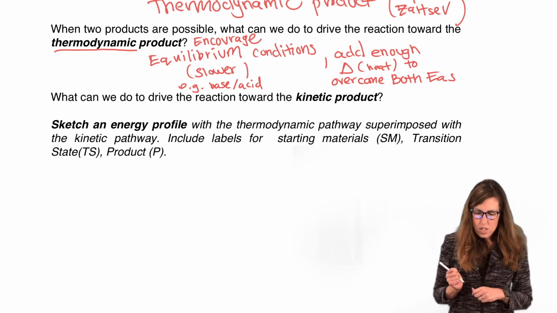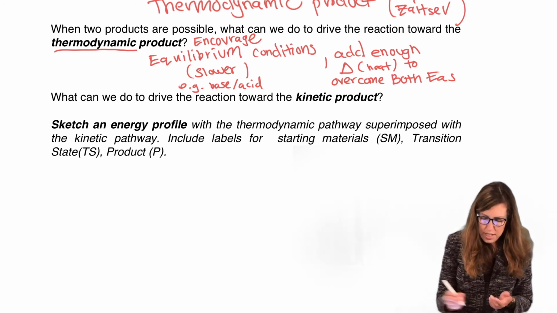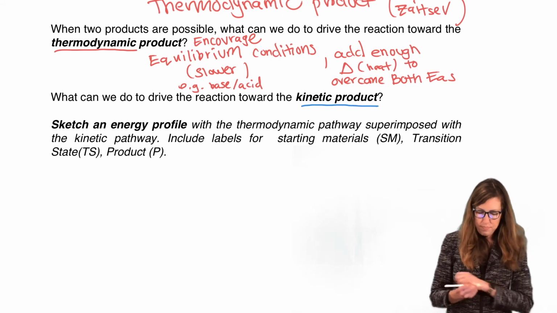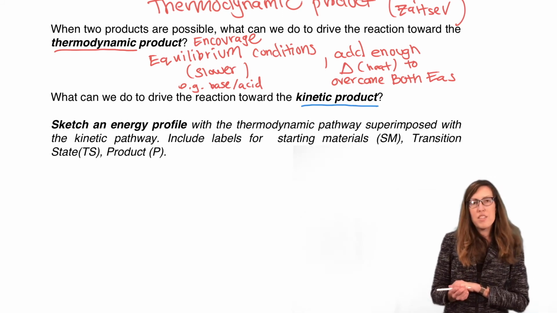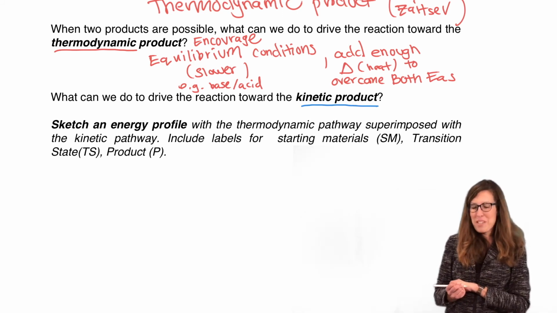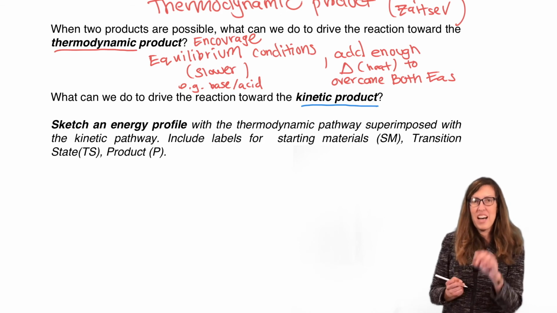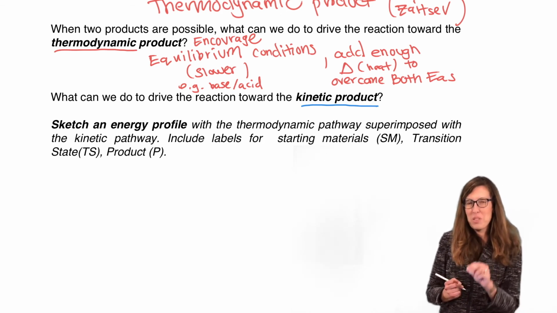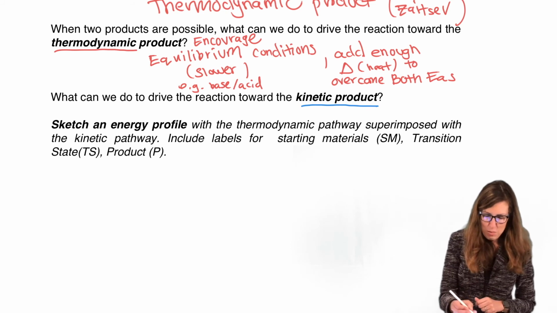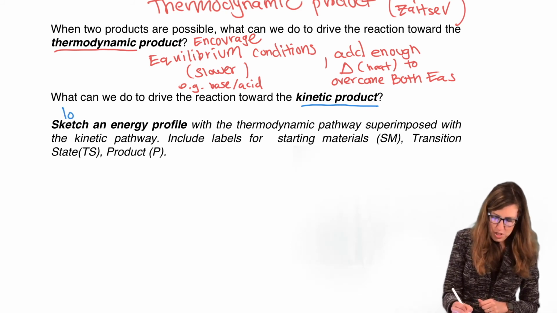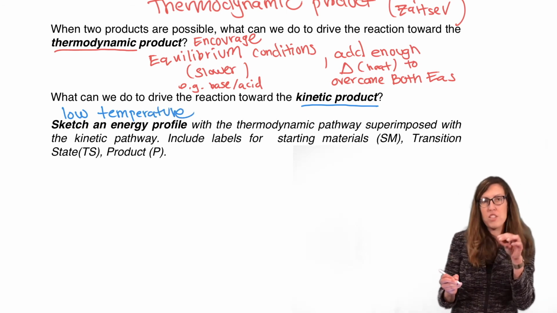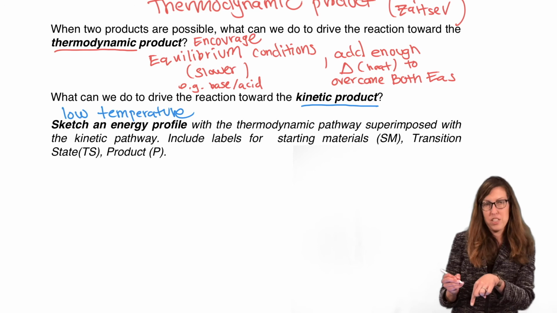Okay, but what if we really want the kinetic product? I'm doing that in blue. There's a reason I picked those colors. Might become clear now. Red, hot. You need it to be hot. Blue, cool. So the kinetic product, low temperature is usually the key. Because that way, only the first activation energy, the lowest one, which is its activation energy, is accessible.